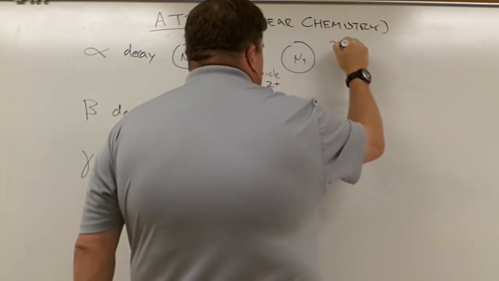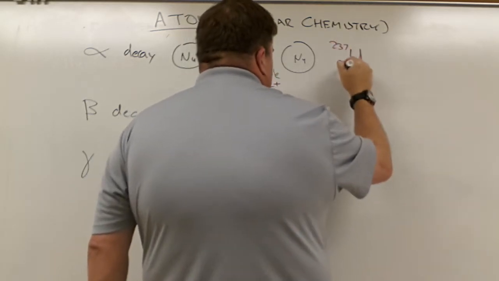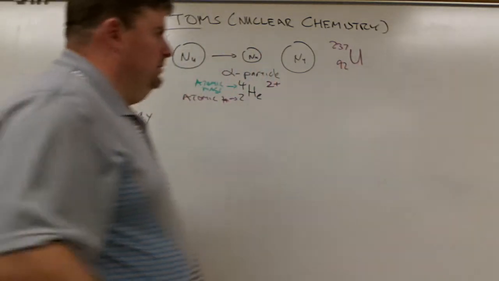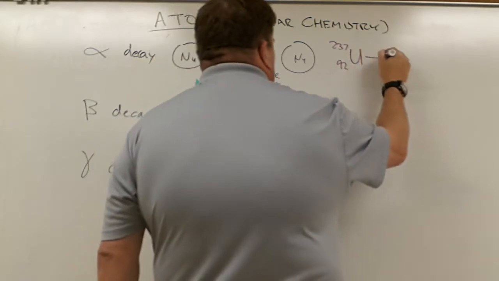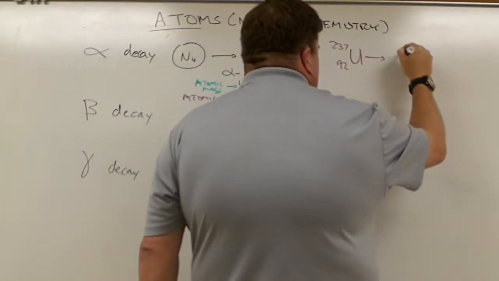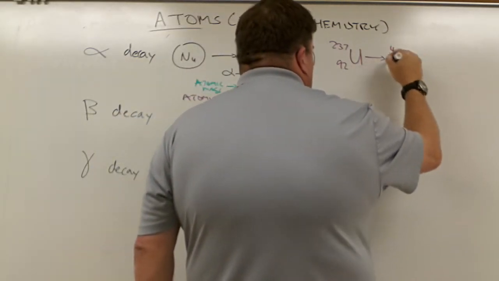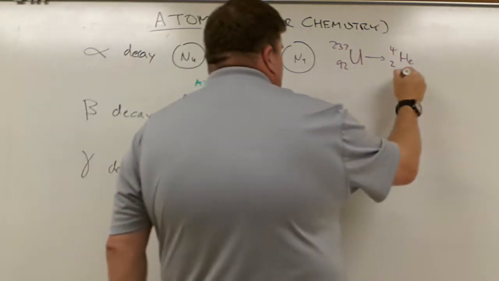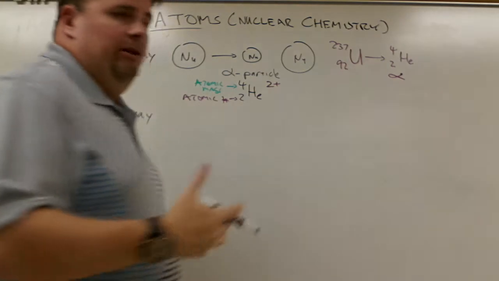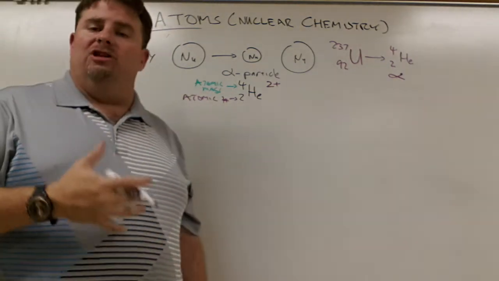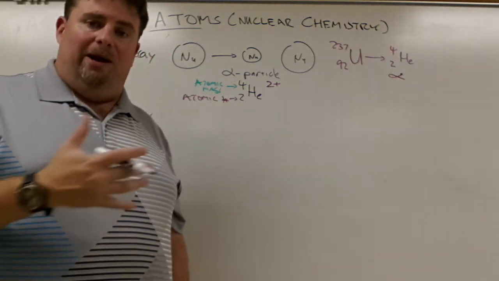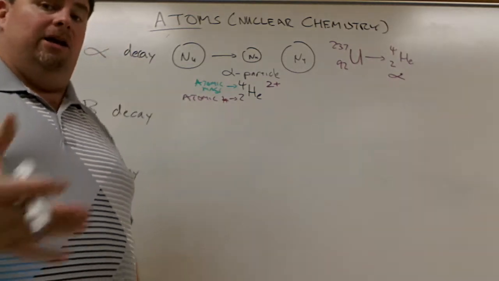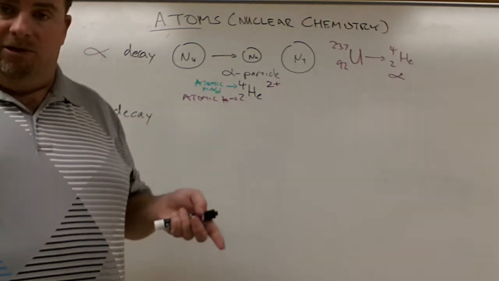Okay, so here's uranium-237. Atomic number is 92. If we represent this type of equation as an arrow, okay, and you're going to have the alpha particle, helium with a 4 and a 2, okay, that's alpha. And what's going to be left over? Well, according to the laws of thermodynamics, energy cannot be created or destroyed. Therefore, matter cannot be created or destroyed. It can be transmuted into energy, and energy can be converted into matter, but it can't be destroyed.